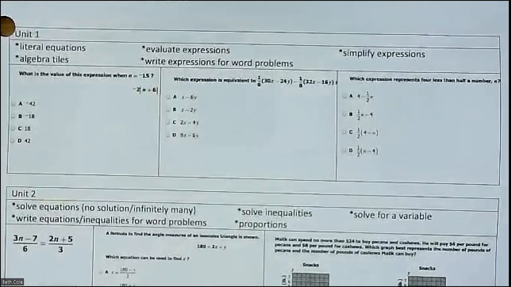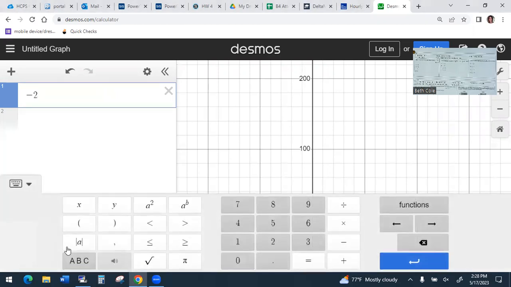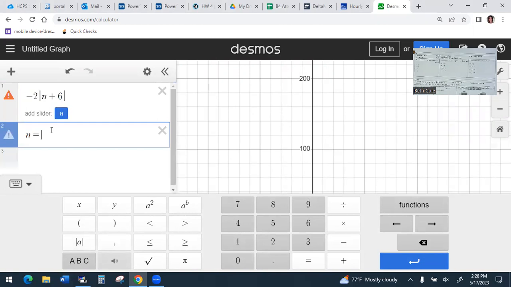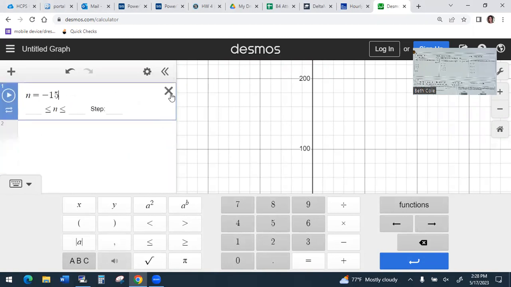I'm going to share my screen. You can type it exactly like it looks. -2. Hey, where do I get the absolute value bars? Little keyboard thing, and then right there. Okay. And what's in there? N plus 6. And then I'm going to come down to the next box and type N equals, what did it tell us? -15. Boom. There's our answer. -18. Circle it. That's your answer. Easy peasy.